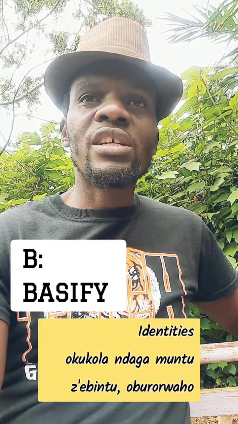Yes. B is basify. So basify tells us that get, let's say, a string, an input string, and then tell us what the unique letters in that string are and the order in which they appear.